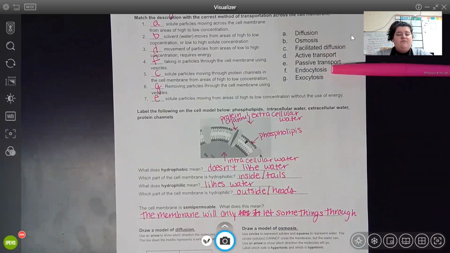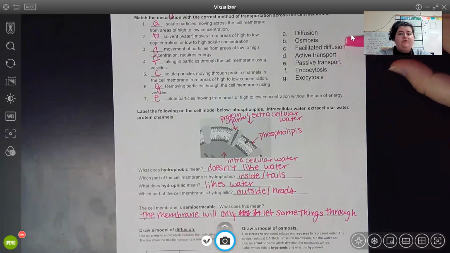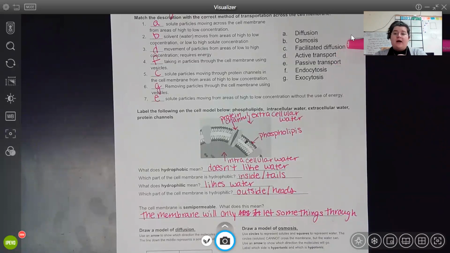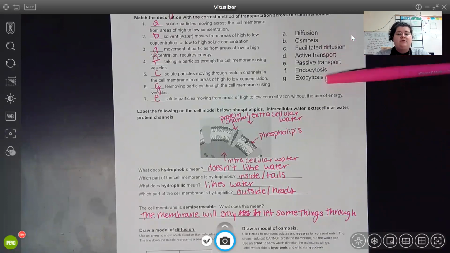Number 5, solute particles moving through the protein channel in cell membranes from high to low. That is going to be facilitated diffusion. So we can tell it's facilitated diffusion because it does not use energy and it is moving from high to low concentration. So it's following that concentration gradient. Number 6, removing particles through cell using a vesicle. That is going to be exocytosis. So we are using a vesicle to move stuff out of the cell.